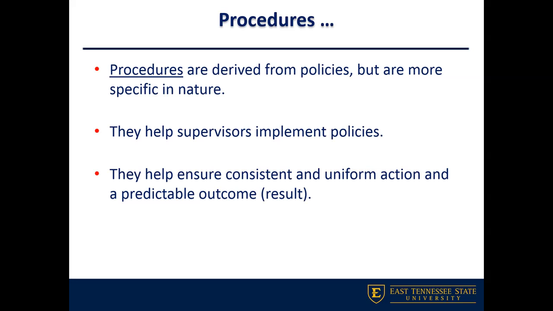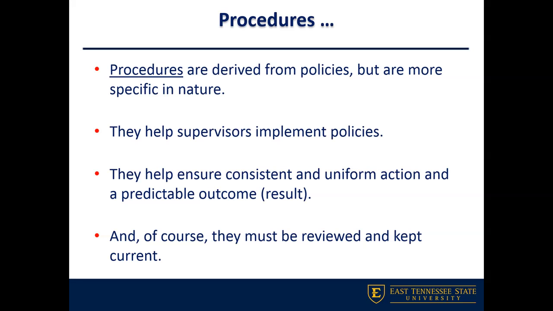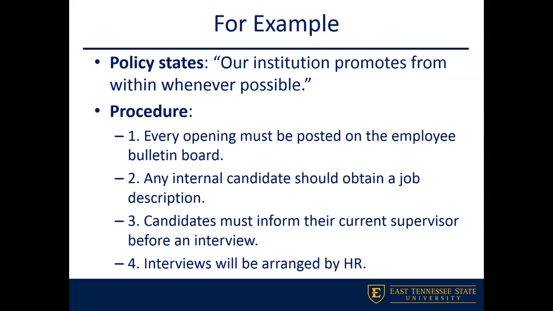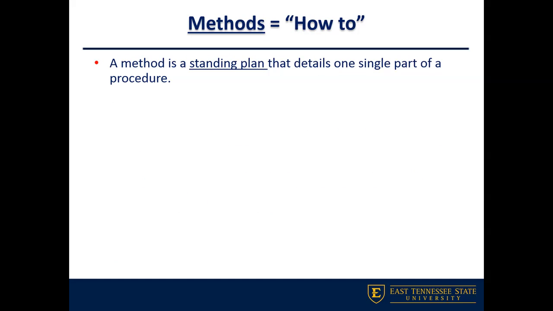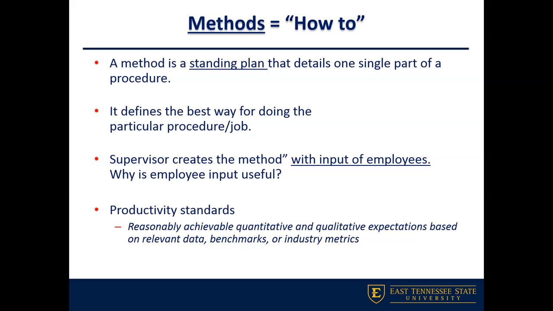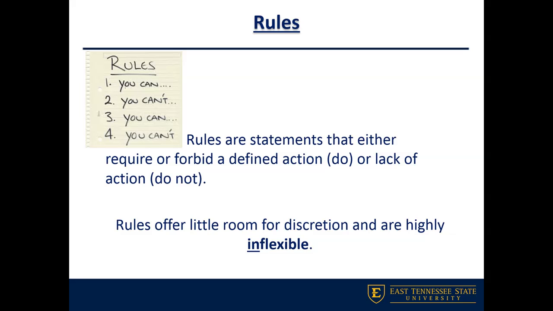So we move on to procedures, and these come after policies. So it goes policy, procedure, and they really list and detail out how you need to carry out the policy overall. Then we have policies, procedures, and our third aspect, which is methods, or our how-tos. These are more of our standing plans that detail one specific part of our procedure overall. So it goes in order from policy, procedure, down to methods, and then we move into rules, which is the fourth part. So policy, procedure, method, and then your rules.